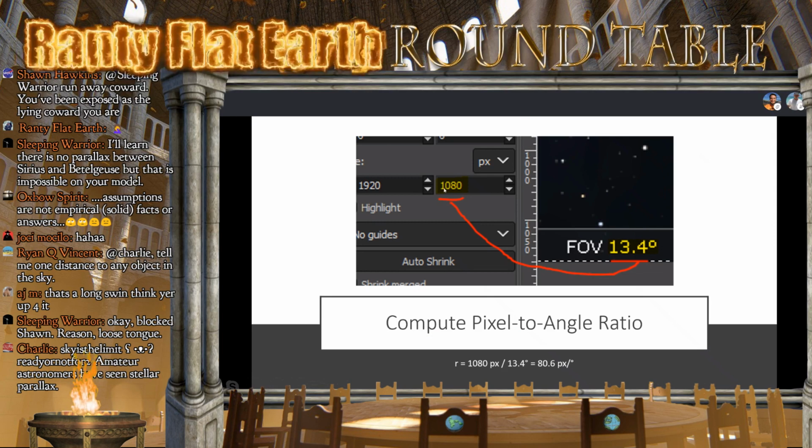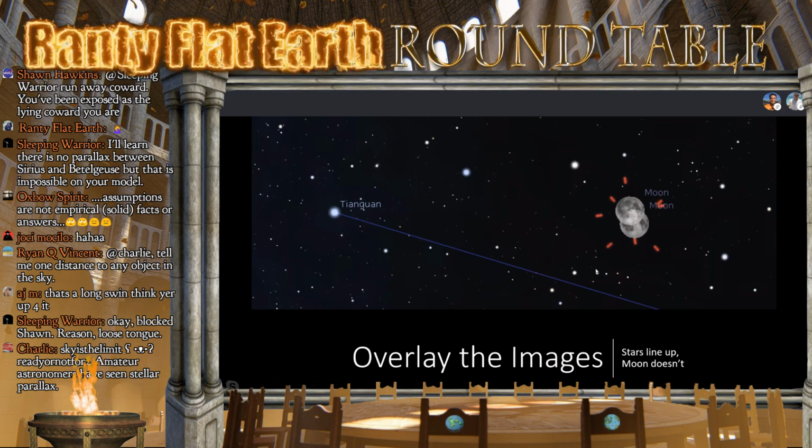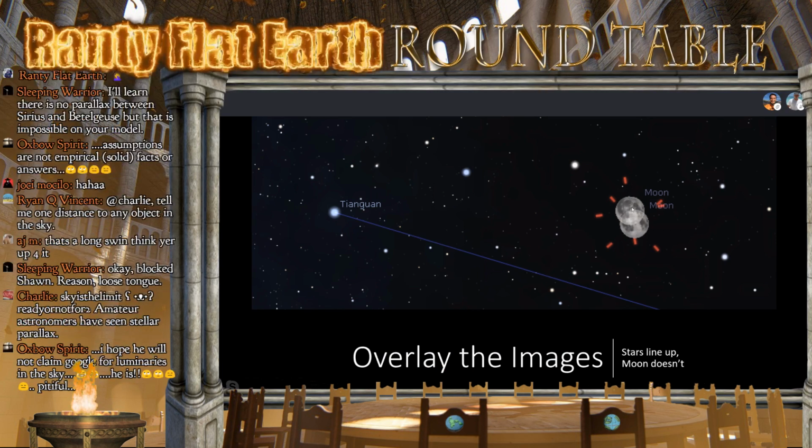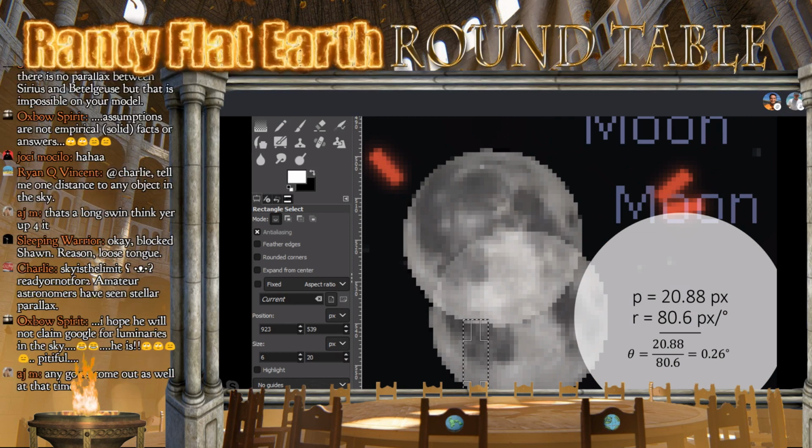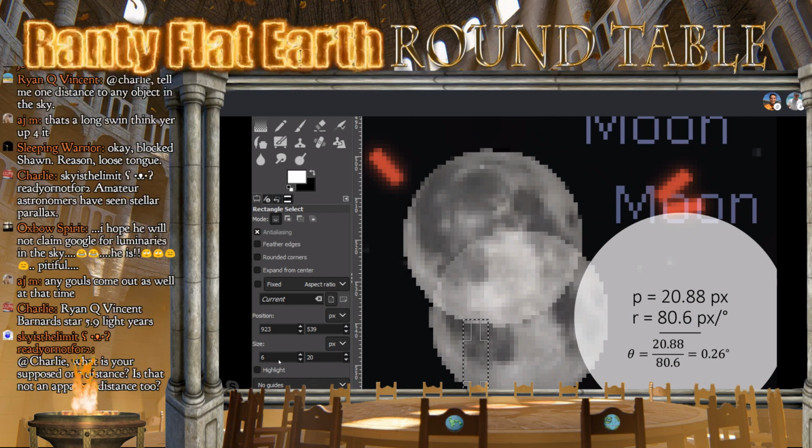The image is 1,080 pixels tall, and Stellarium tells me that my field of view is 13.4 degrees. That means these 2 images have a pixel to angle ratio of 80.6 pixels per degree. When I overlay the 2 images, the stars line up, but the moon doesn't. When I measure the pixel offset of the moon, I create this rectangular box. The box is 20 pixels by 6 pixels.